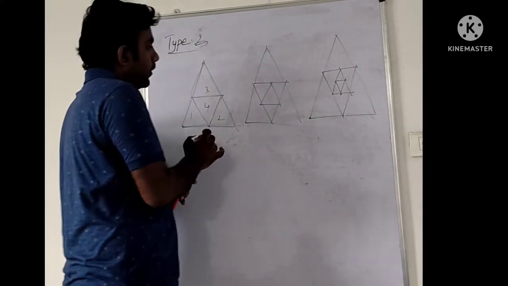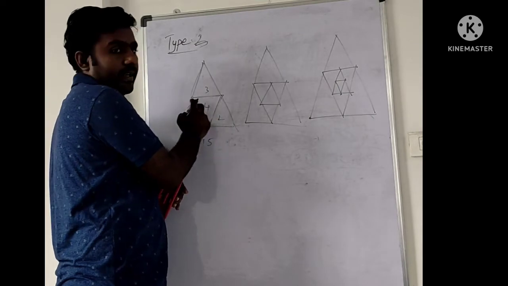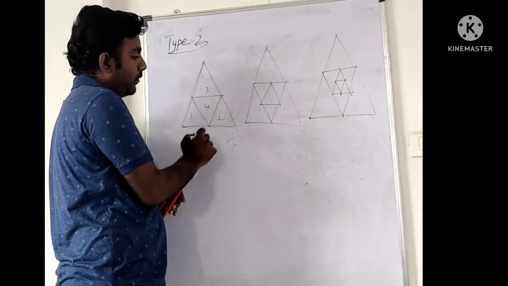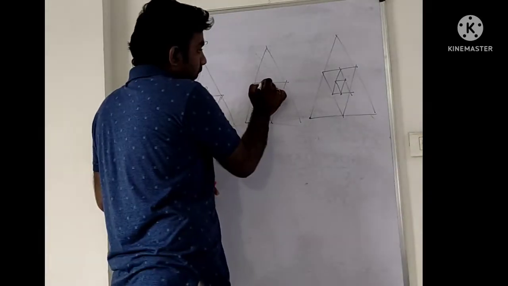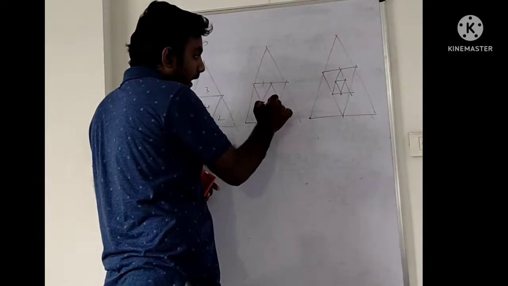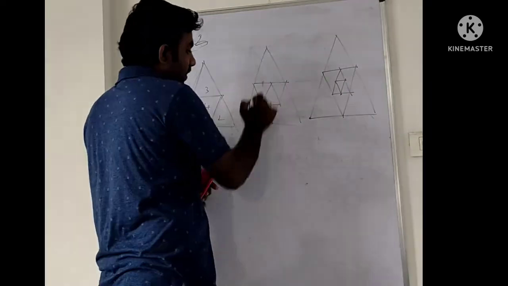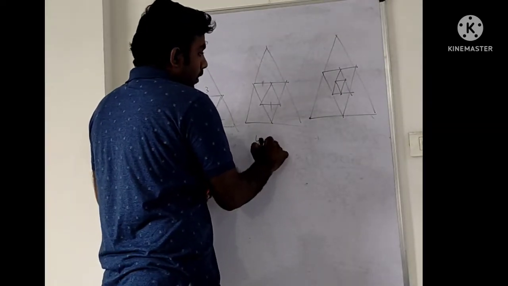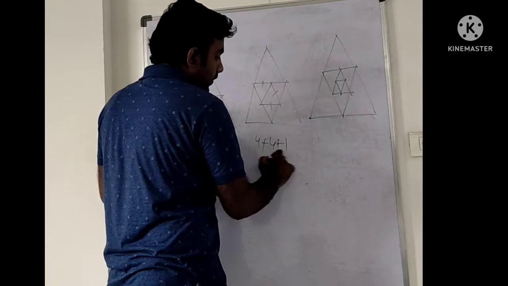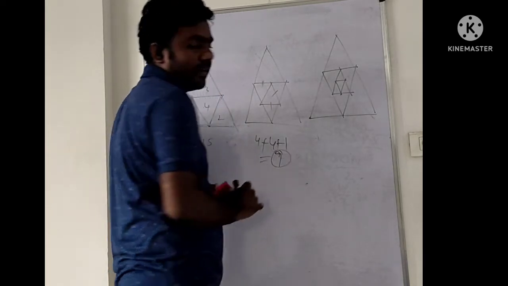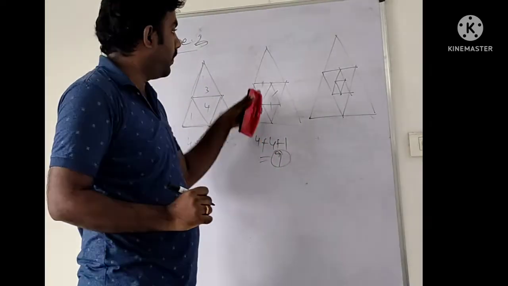Let us come to the second one. Here for each inner triangle we have to consider 4, and one outer triangle is 1, meaning total number of 5. Here this is one inner triangle and this is another inner triangle, so for this one we have to consider 4, for this one we have to consider 4, and one outer triangle is 1, meaning total number of triangles is 9. This is a simple trick.